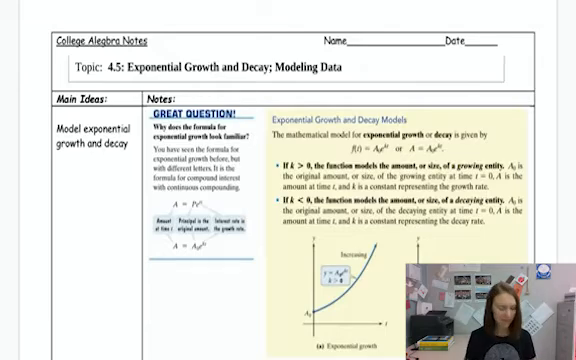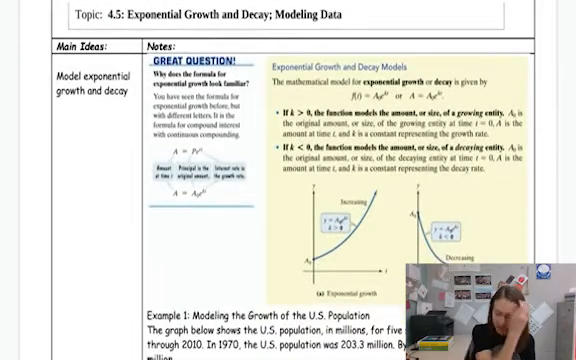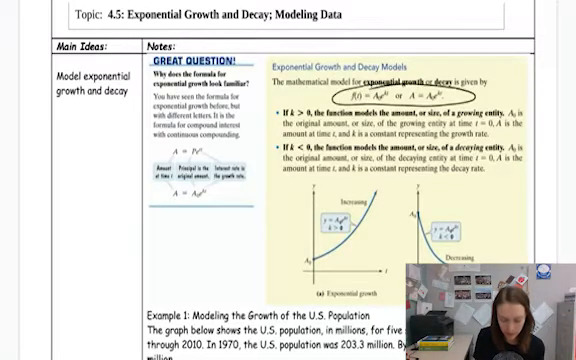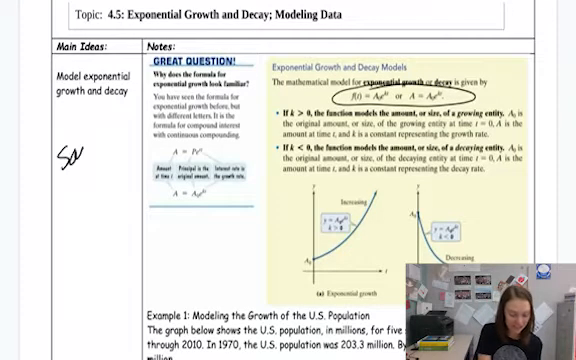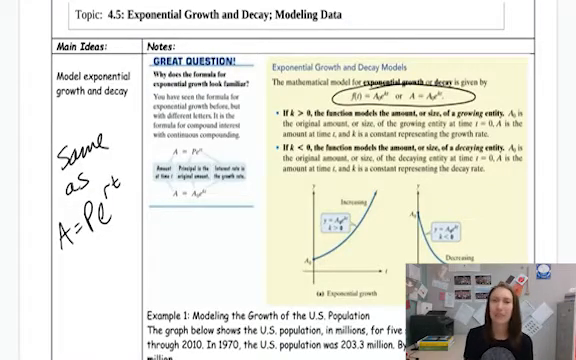Hey class, today we're going to be doing section 4.5, which is exponential growth and decay application problems, so modeling our data. First we're going to start by reviewing, and I know I say reviewing even though it looks different, it's not. The mathematical model for exponential growth or decay is given by this formula here. Now, the reason I said that this is review is because this is the same as A equals P e to the rt. They just use different letters.